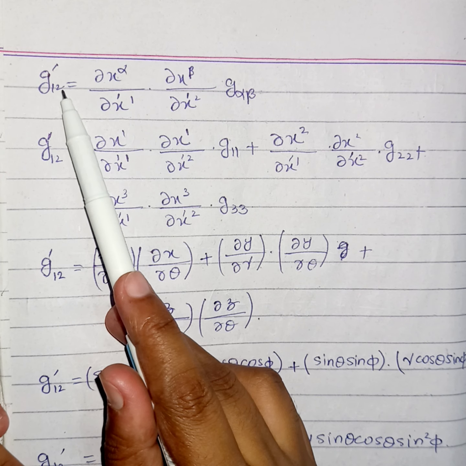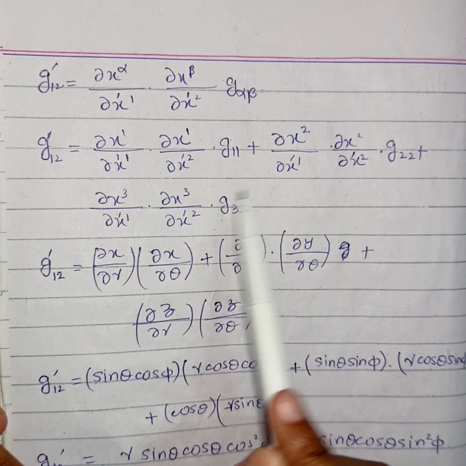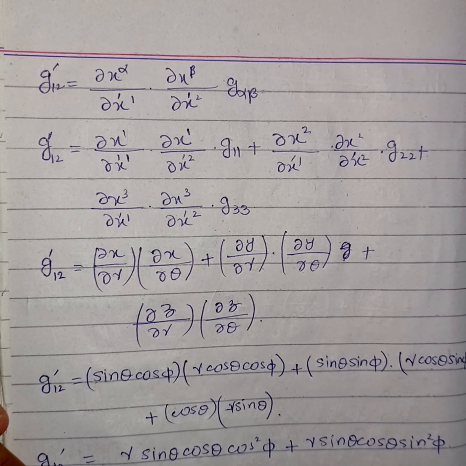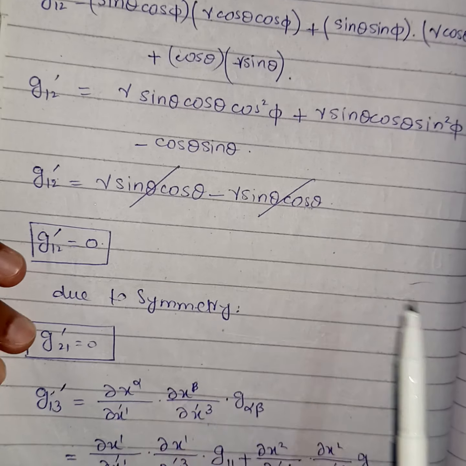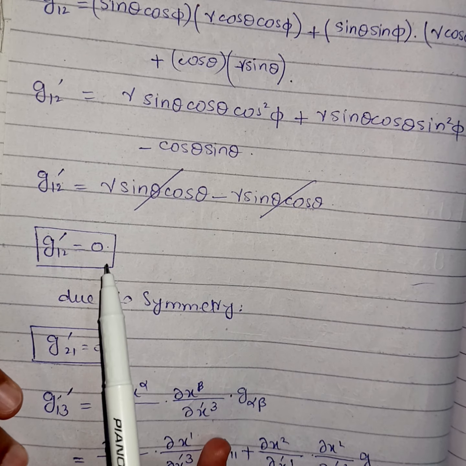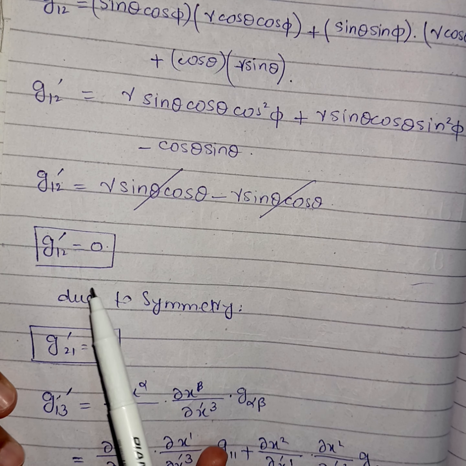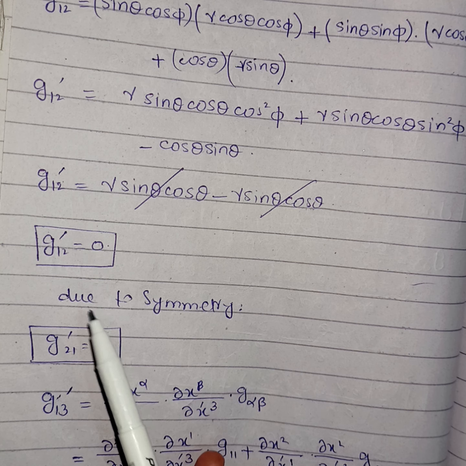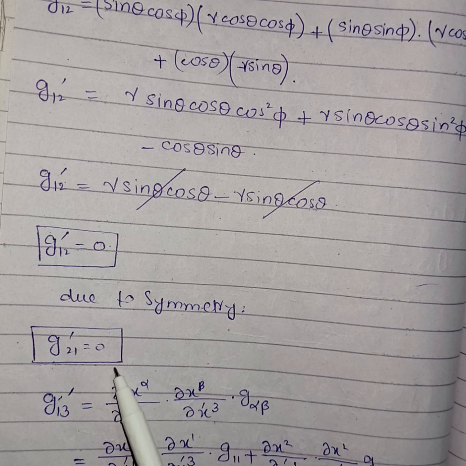Now students, in a similar way we can find g'12, where the value of μ is equal to 1 and ν is equal to 2. If we substitute all the values, we will get this. After using the values of the partial derivatives, all the terms will vanish and we get the answer 0. We know that the metric tensor is symmetric, meaning g12 is equal to g21. So due to symmetry, g'21 is also equal to 0.